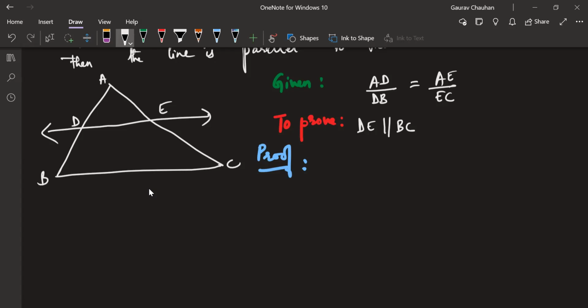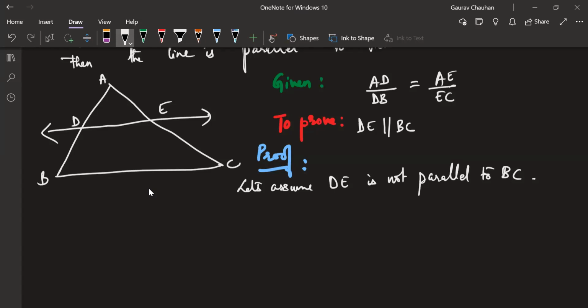Let's assume DE is not parallel to BC. That's our assumption, and I'm going to prove our assumption is wrong. That's my goal.